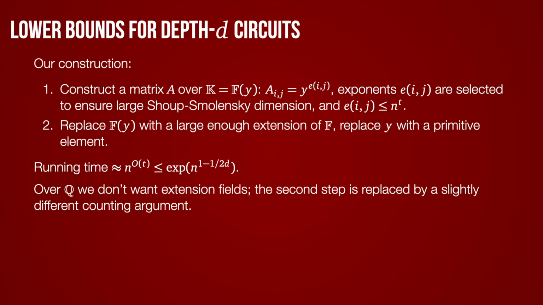Now over the rationals we don't want to use extension fields, because again this will require us to use irrational numbers. So we need to replace the dimension argument with a counting argument, which is slightly more messy but goes along similar lines. And now the matrix will be a matrix of integers which will be large but not too large, and the running time will be the same.